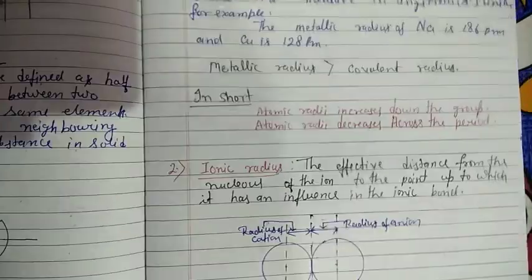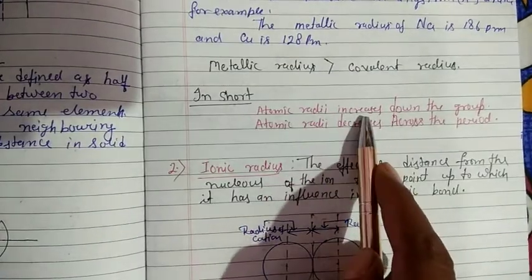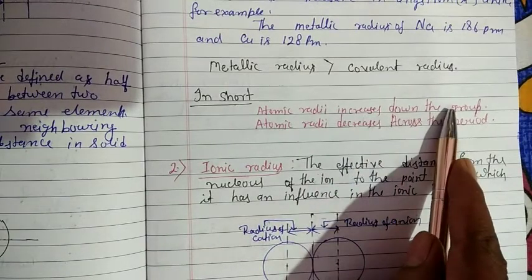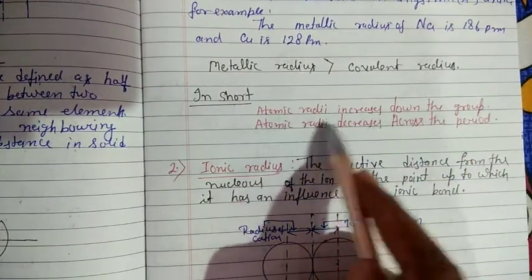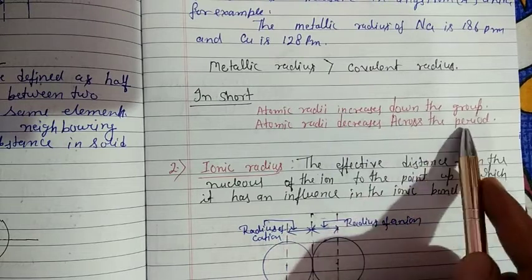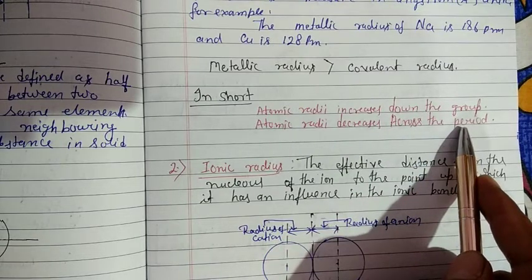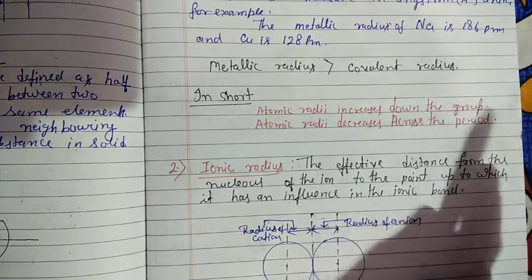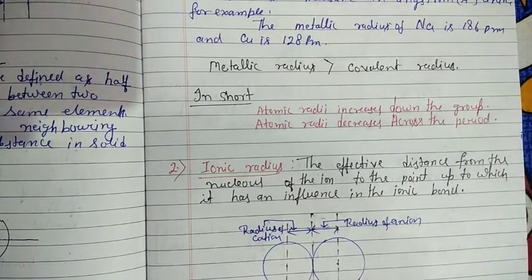In short, atomic radii increase down the group and atomic radii decrease across the periods. This is the complete explanation of atomic radius. And the second physical property is ionic radius. What is ionic radius?